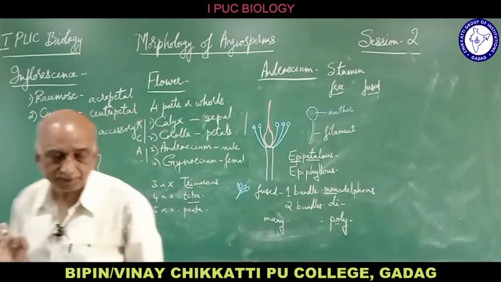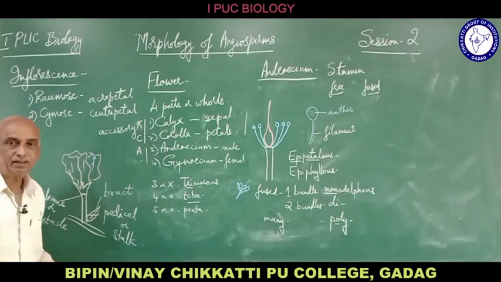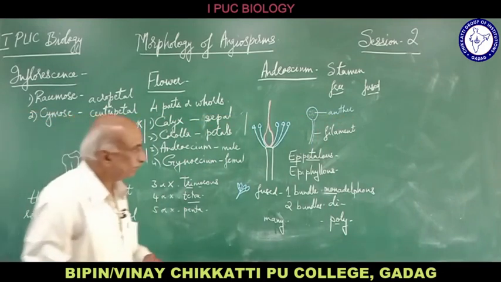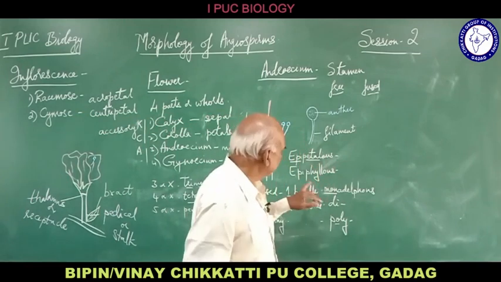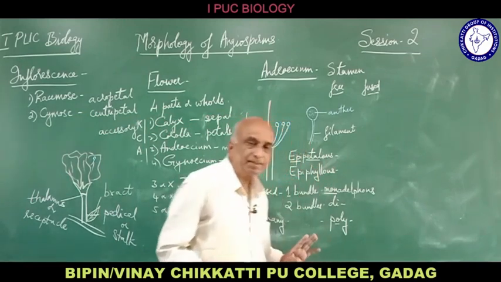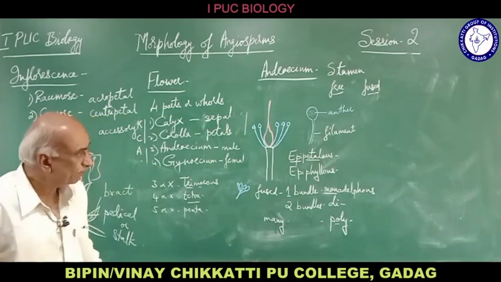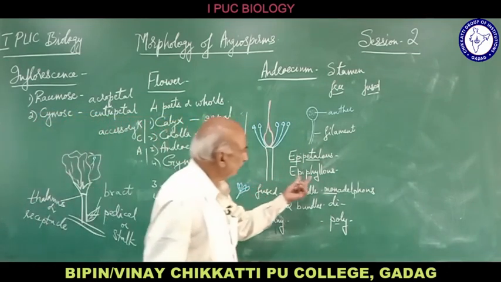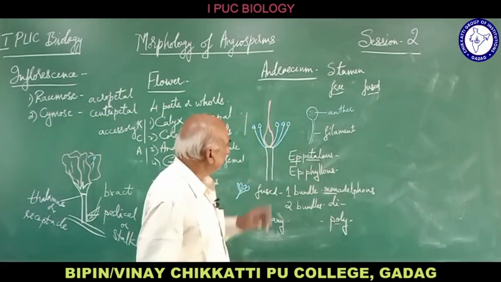When the stamens are borne on the petals, usually on the inner surface of a petal, not on the outer surface. So when you see this flower, the stamens are on the inner surface, and that is epipetalous stamens. And when the stamens are borne on the perianth tepals, they are called epiphyllous stamens. So that is about the androecium.